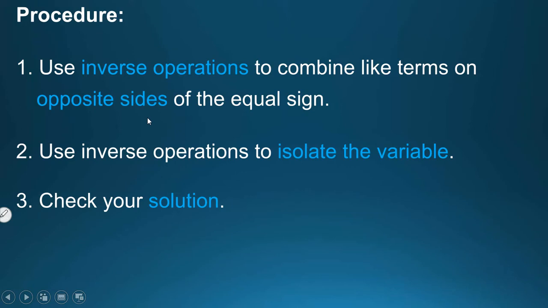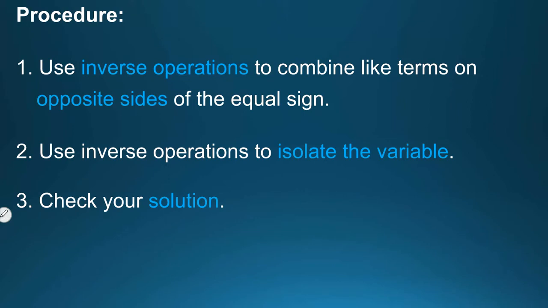We're first going to use inverse or opposite operations to combine like terms on opposite sides of the equal sign. So whenever you cross that equal sign, you need to do the opposite. All right. So if you have positive 5x on one side and you want to bring it to the other side, you have to subtract it. If you have negative 2/3 x on one side and you want to bring it to the other side, you would have to add it.